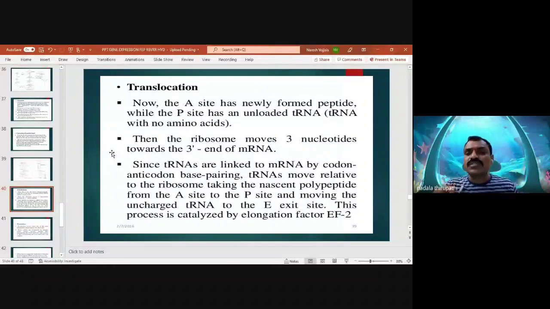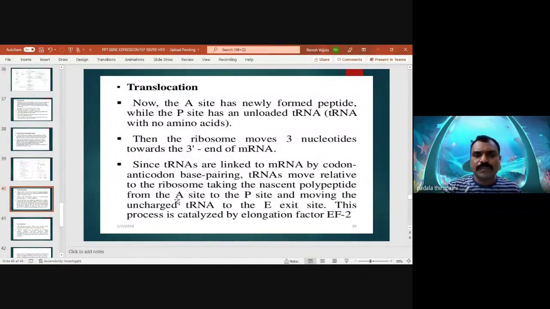Then the ribosome moves 3 nucleotides towards the 3' end of mRNA. Since tRNA is linked to mRNA by codon-anticodon base pairing, tRNAs move relative to the ribosome, taking the nascent polypeptide from the A site to the P site and moving the uncharged tRNA to the E site. E means exit site. This process is catalyzed by elongation factor 2. My dear friends, remember EF2 means elongation factor 2.